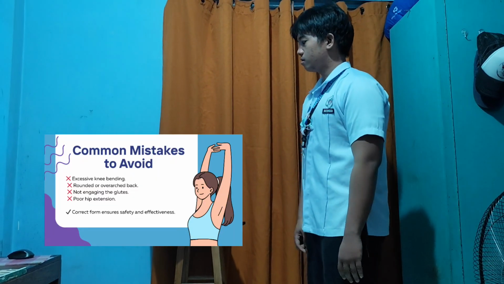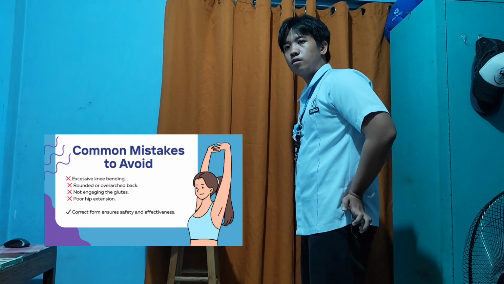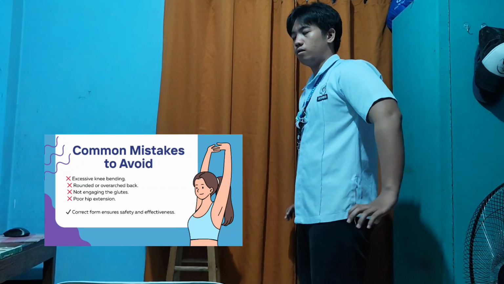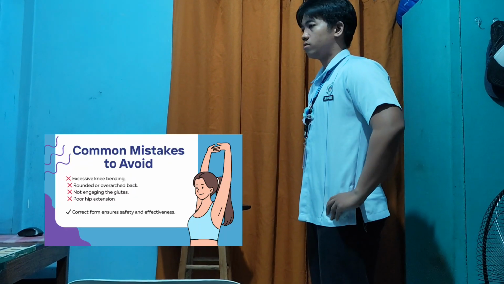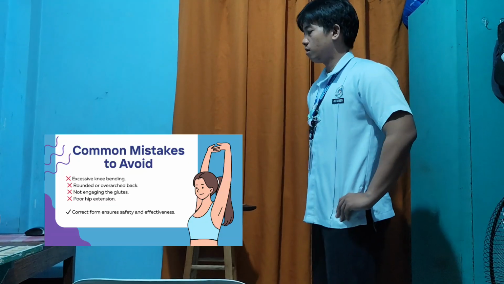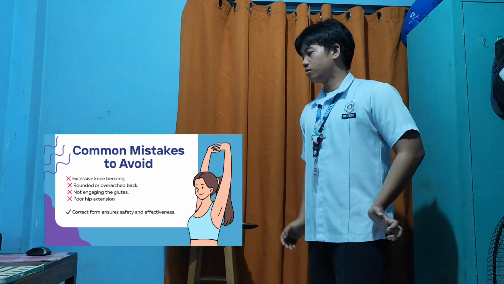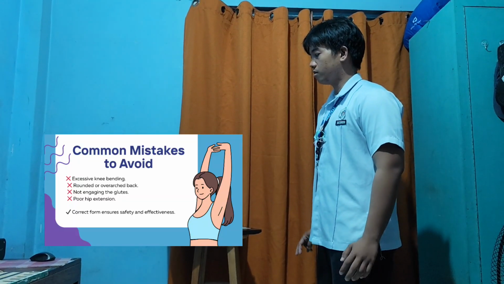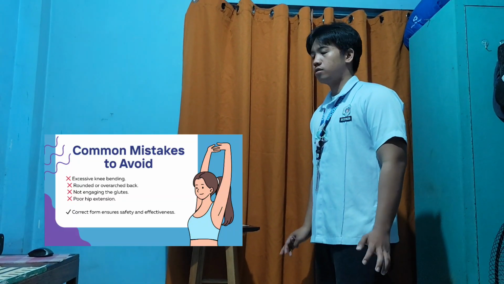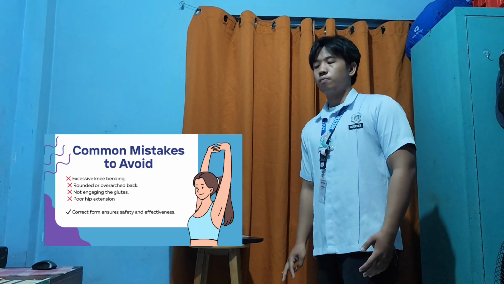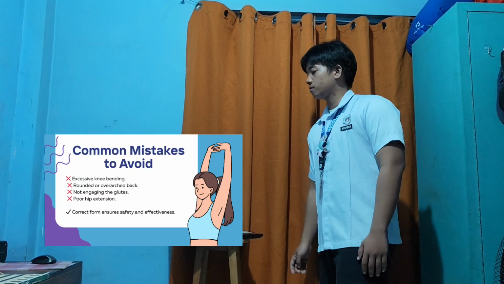The third one is not engaging the glutes. So your glutes must be engaged while doing the hip hinge movement. Don't forget the first step, which is engaging the glutes. Lastly is the poor hip extension. So wag nyo kakalimutan mag hip extension, kasi napaka-important nito para ma-correct yung form nyo.